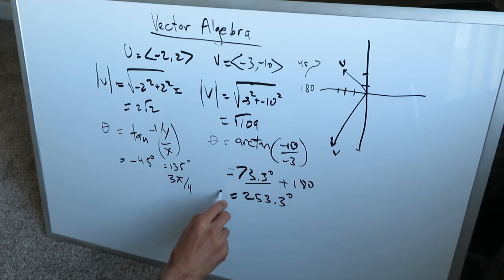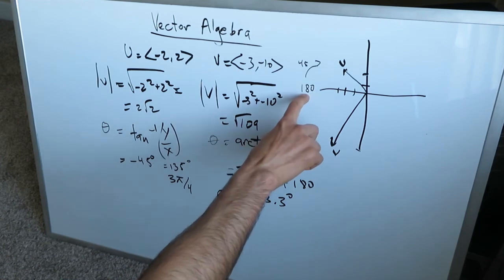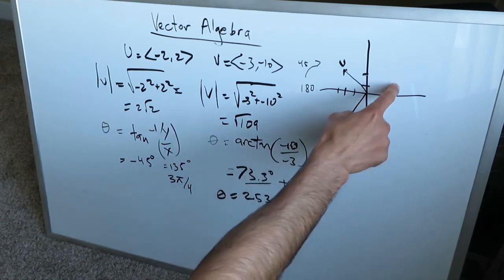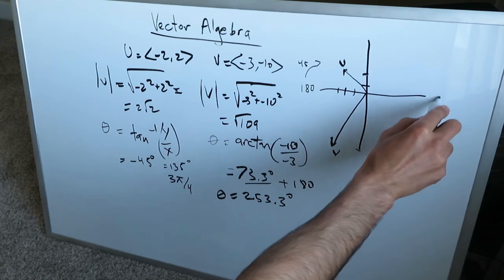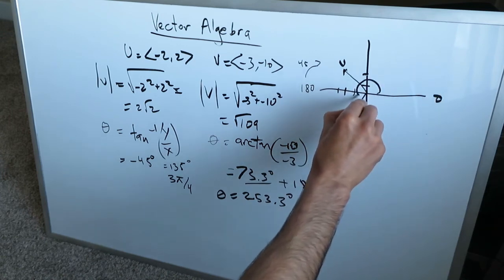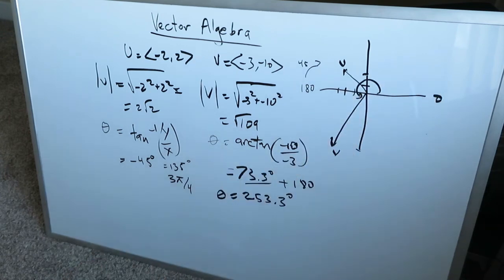Degrees. Theta for vector v is 253.3. This 73.3 was with regards to reference of 180, but this 253.3 is with regards to your 0 degree line. Look at this. You're going all the way up over here to give you 253.3.